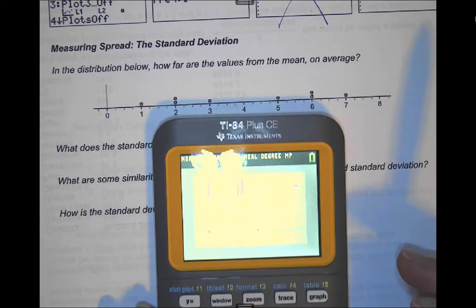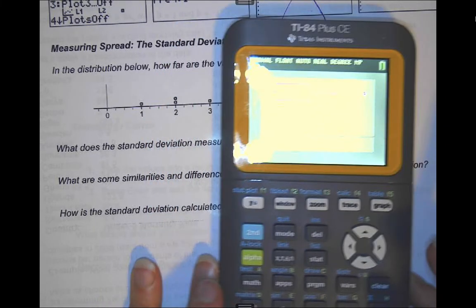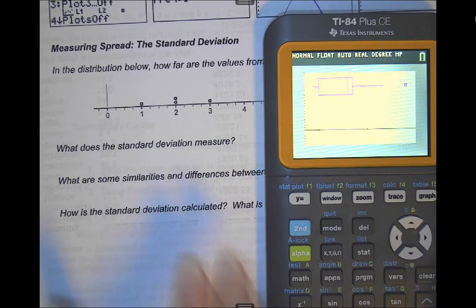All right, I guess it's better with the light on. Okay, here, if I put it over here, the glare is not so bad.